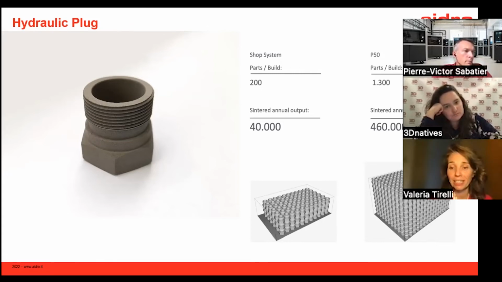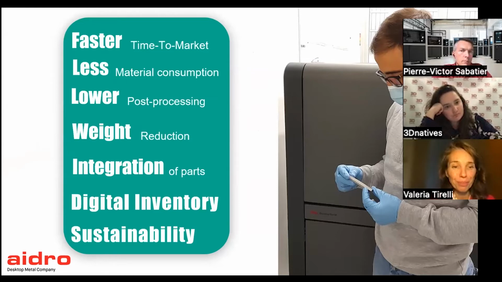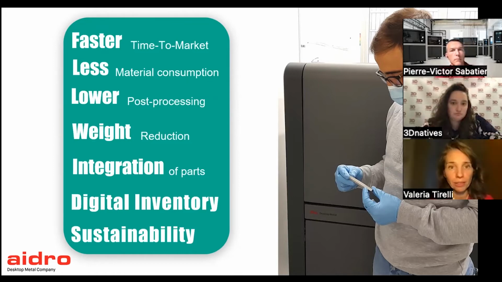In the next slide, you will see a summary of the benefits that we found using additive manufacturing in hydraulics. That's our main market. So: faster time to market, less material consumption, because as you know, additive manufacturing adds material only where it is needed, and so less post-processing, meaning less CNC machining or other activities. We have a huge weight saving, the possibility to integrate multiple components into one, and two other benefits that I will explain later: digital inventory and sustainability.